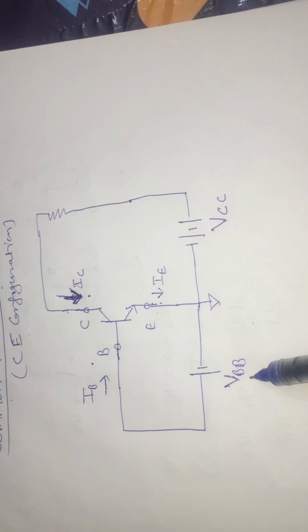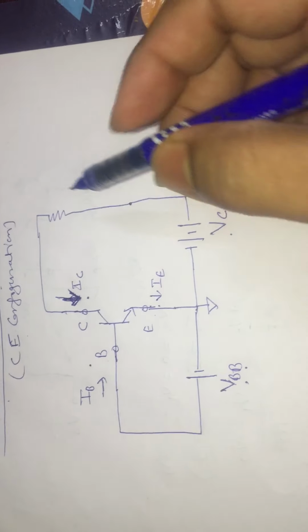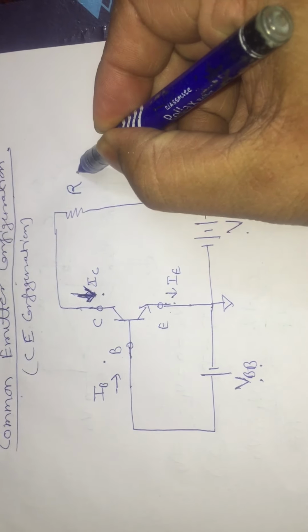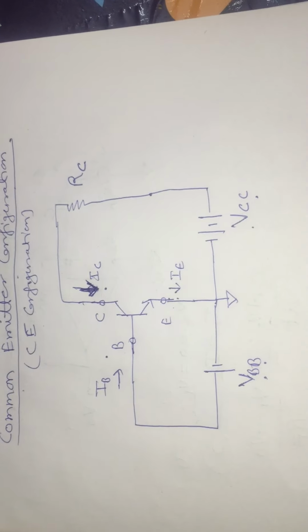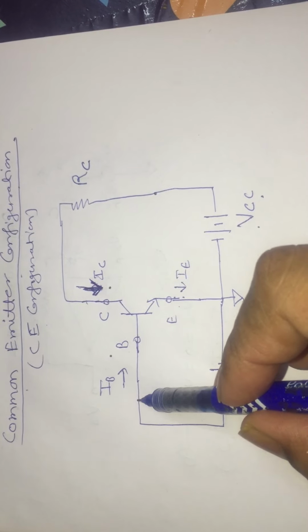Now, this is a biasing battery VEE, and this is a biasing battery VCC, and here is a resistor RC, that is the collector resistor. It is used to control the collector current. We can also put an RV resistor here.